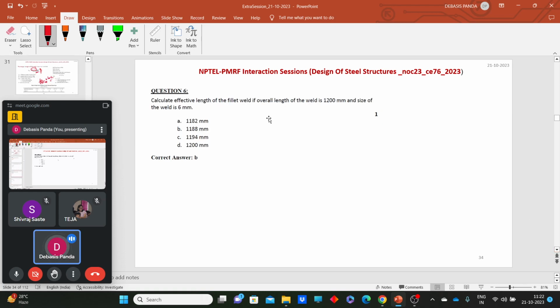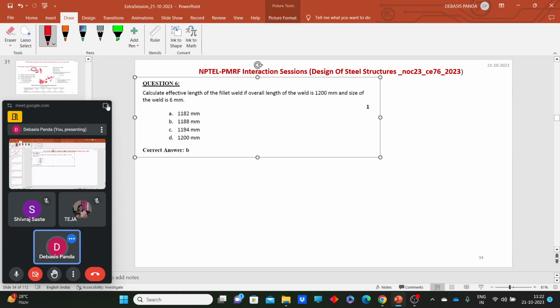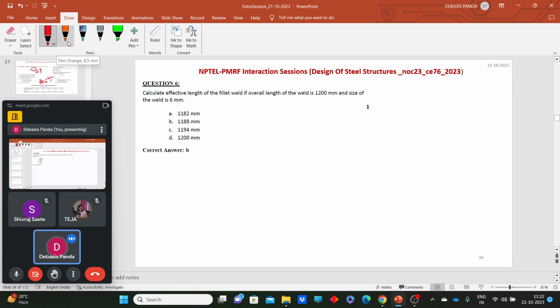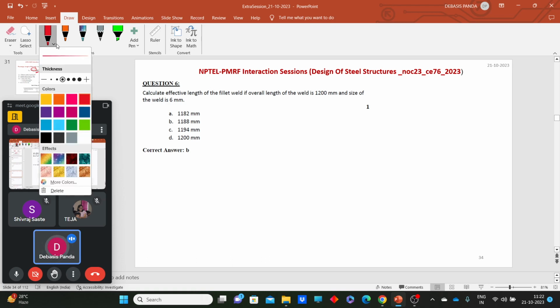Calculate the effective length of the fillet weld if the overall length is provided, like this. That's why I have particularly discussed that topic. Here the overall length is provided, and the size of the weld is provided. Now calculate the effective length. What is the effective length, or how can we calculate it? It's the overall length minus the end return.